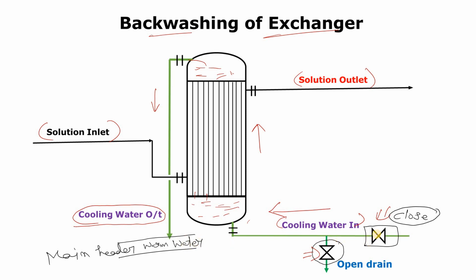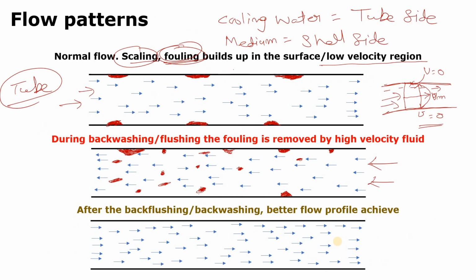So we close this IV, then we open this IV. The pressure is more on this side as compared to this side. So we open this open drain, and your flow will now be like this, from here to here to here to here. Got my point? Now see here, when your flow is reversed, a high velocity fluid will form and it will remove this fouling. This scaling will be removed by the high velocity fluid, the high velocity water.